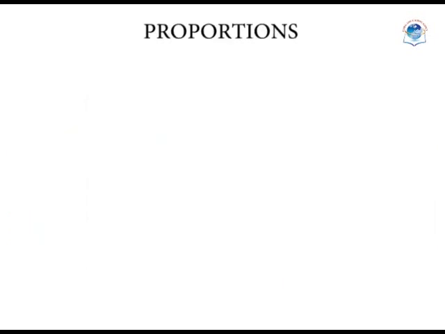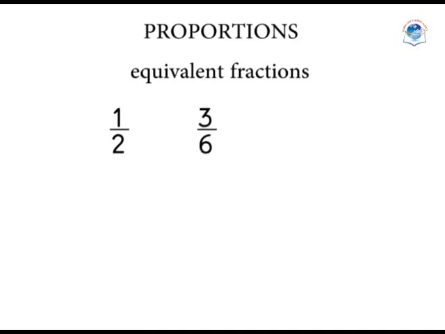Next are proportions. Proportions are a lot easier, especially if you know about equivalent fractions. If you have the fraction 1 over 2, we can have a set of equivalent fractions, like 3 over 6. These fractions are equivalent because even though they have different sets of numbers, they have the same value. So they represent the same amount.